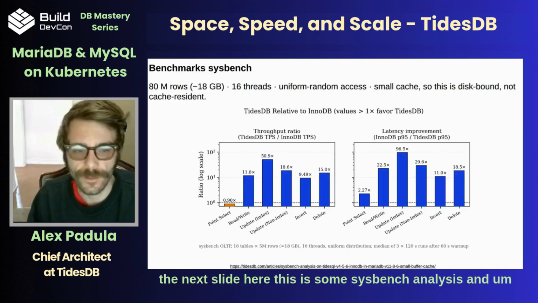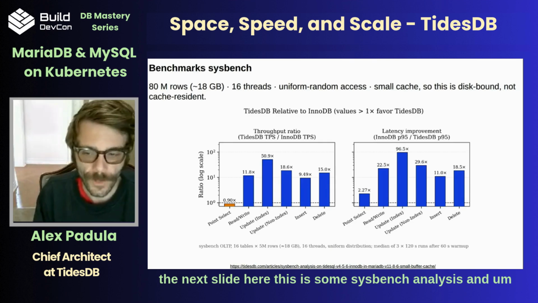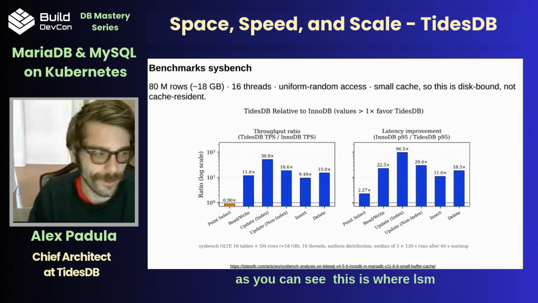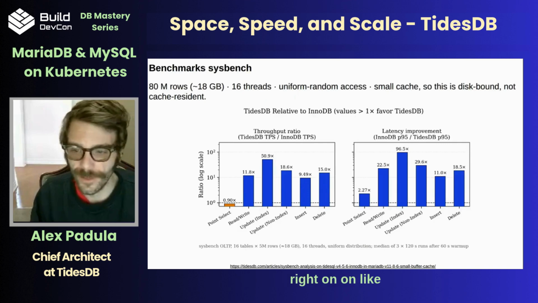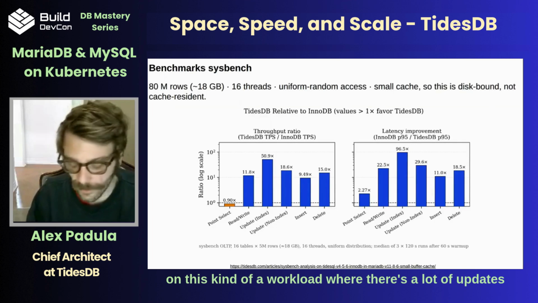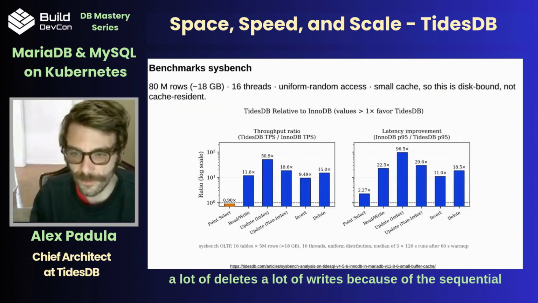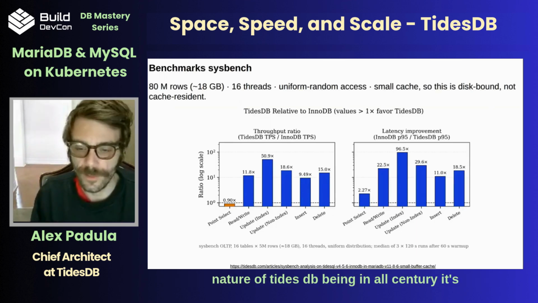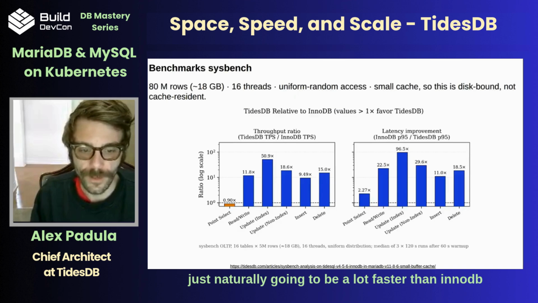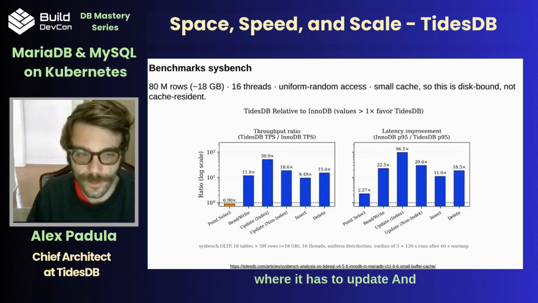On the next slide here, this is some sysbench analysis, and as you can see, this is where an LSM tree really shows its strength, right? On this kind of workload where there's a lot of updates, a lot of deletes, a lot of writes, because of the sequential nature of TidesDB being an LSM tree, it's just naturally going to be a lot faster than InnoDB, where it has to update in place, right?